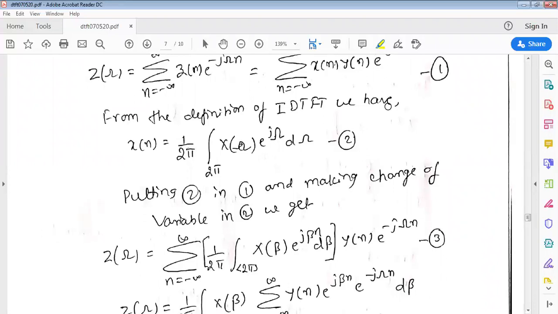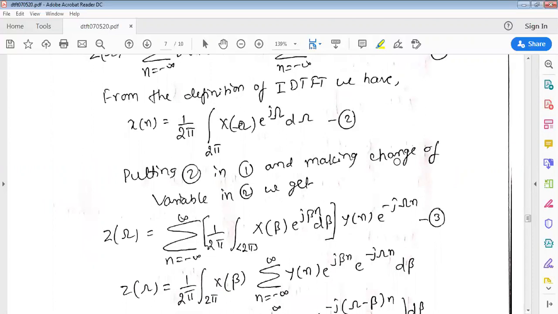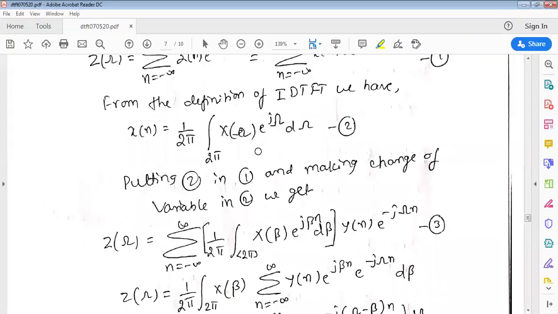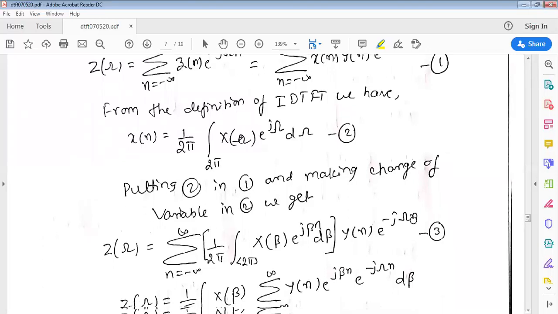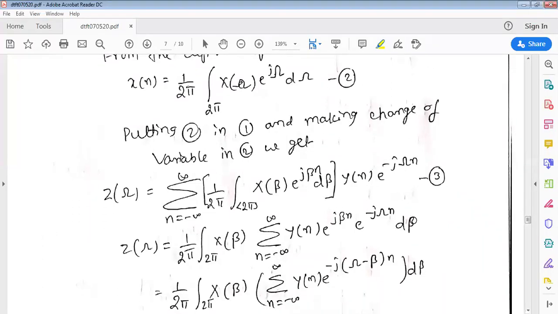That is a rule. Therefore, putting 2 in 1 and making a change of variable, whatever I have is, Z of omega is equal to summation n varies from minus infinity to plus infinity, and x of n is equal to 1 by 2 pi integral over a period of 2 pi. Instead of omega, I have written beta. Therefore, X of beta e power j beta n d beta. Wherever omega, I have written beta, and other terms, y of n into e power minus j omega n, will remain unchanged. So never put e power plus j omega n. Make a change of variable while solving the summation, otherwise you will not end anywhere.